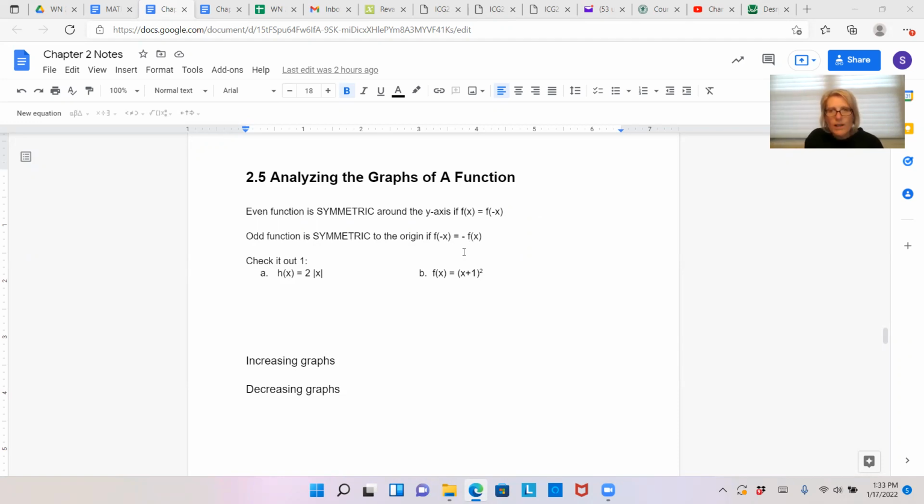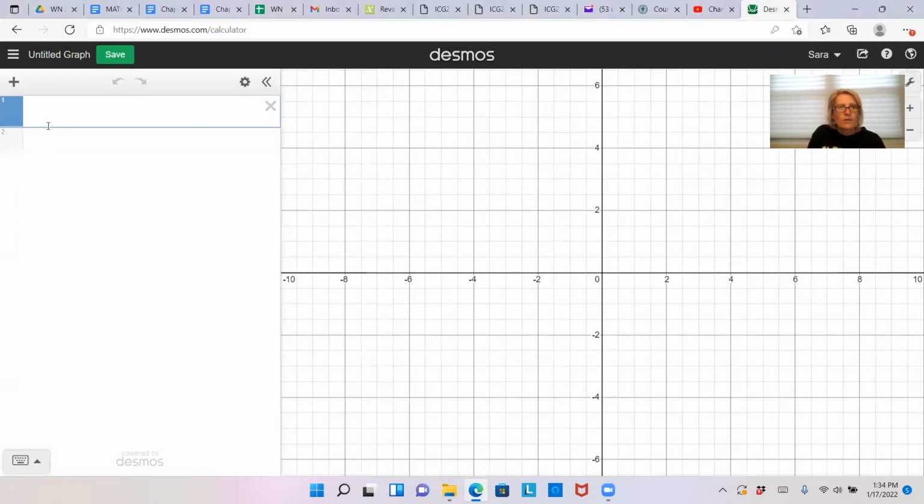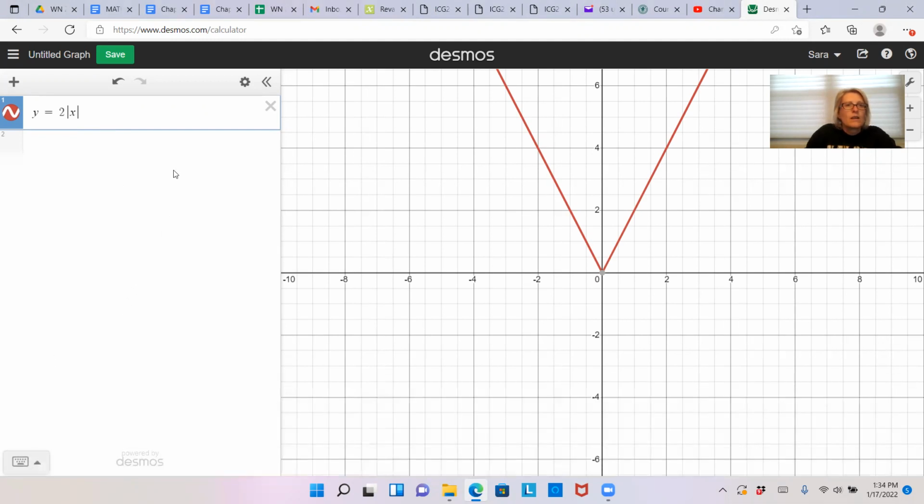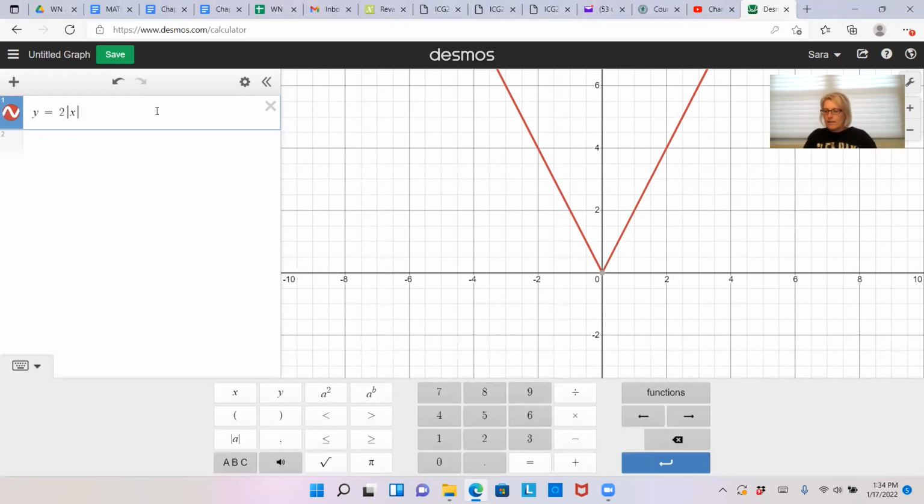Okay, so we're going to look at a couple in Desmos. We're going to do the check it out number 1 on page 147. And they're listed out right here in the notes. So I'm going to go to Desmos and we're going to look at this first function here. So y equals 2 times the absolute value here of x. And this one is definitely even.